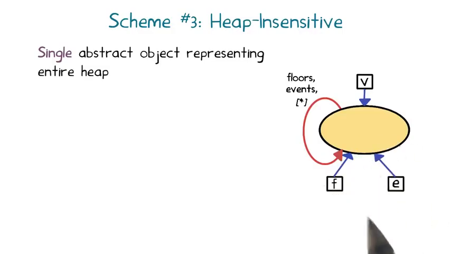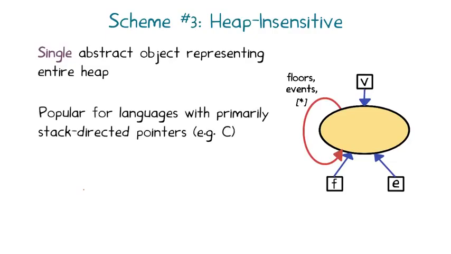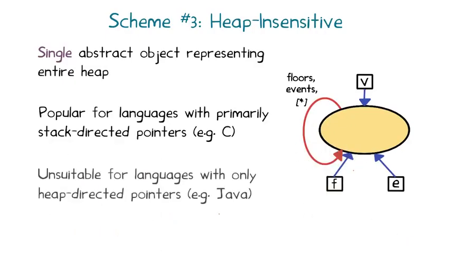Looking at this points-to graph, it should be easy to see that this scheme is highly imprecise for reasoning about the heap, but it is sound nevertheless. So you might wonder, are there scenarios in which this scheme is useful? The answer is yes, for languages with primarily stack-directed pointers like C, where malloc calls are sparse. Pointer analyses for such languages derive most of their precision by reasoning about stack-directed pointers and completely ignoring heap-directed pointers. Of course, this scheme is unsuitable for languages with only heap-directed pointers such as Java.